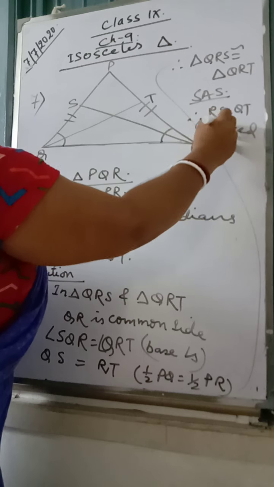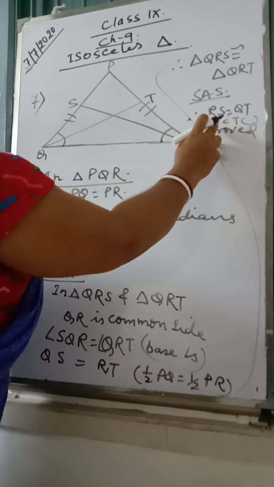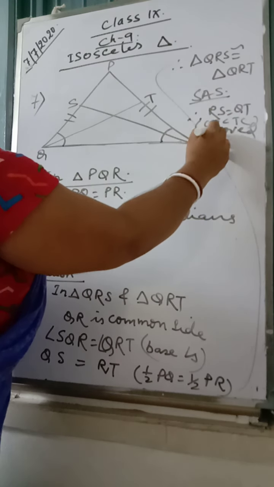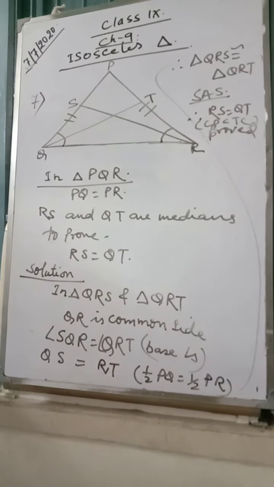Here you write CPCTC. So dear, if you remember the theorems and the properties, you can solve this exercise well. If anything more has to be explained from this exercise, you can ask me in the comment box. Till then, keep practicing. Thank you.